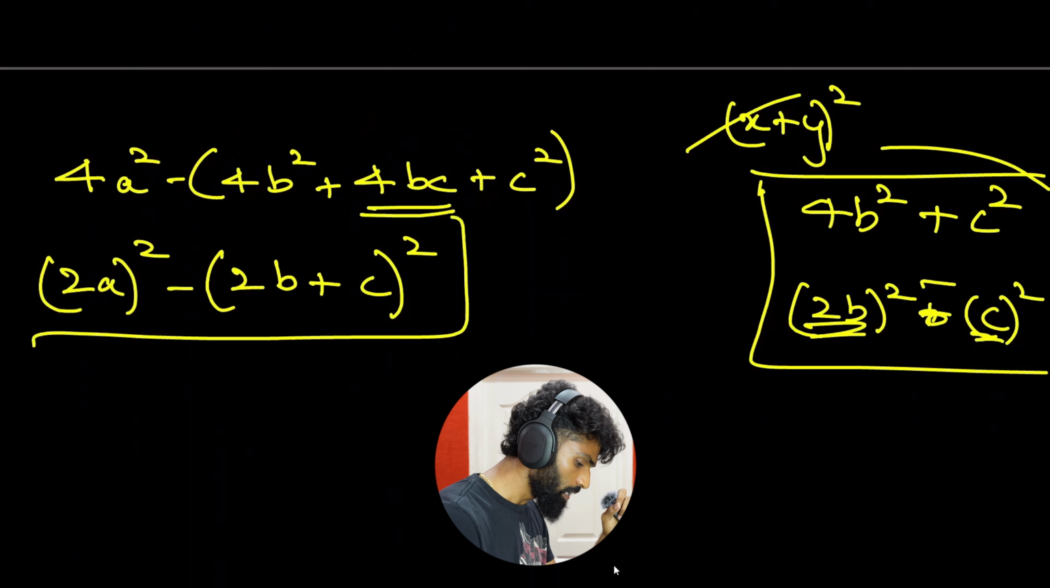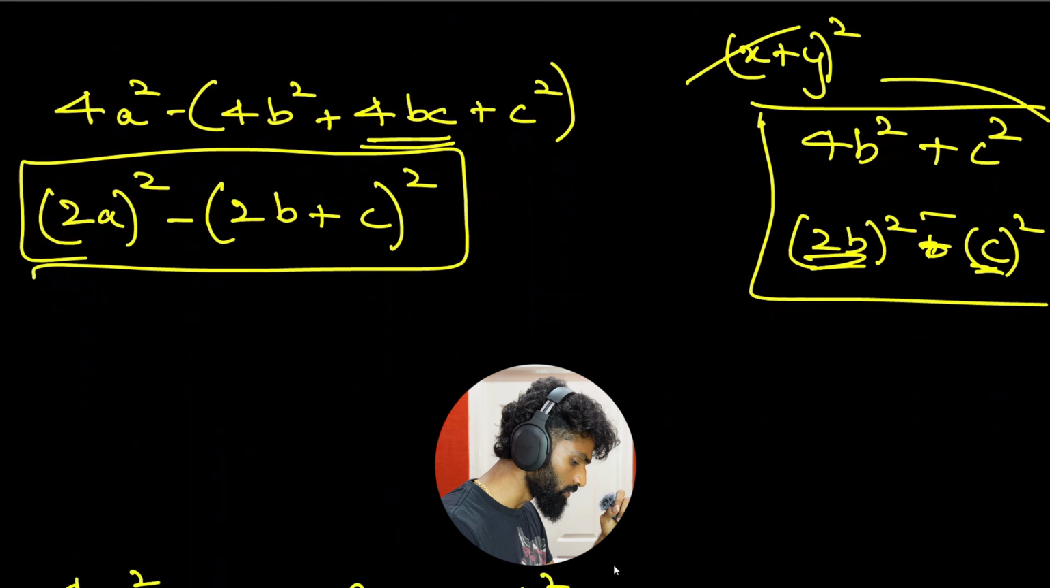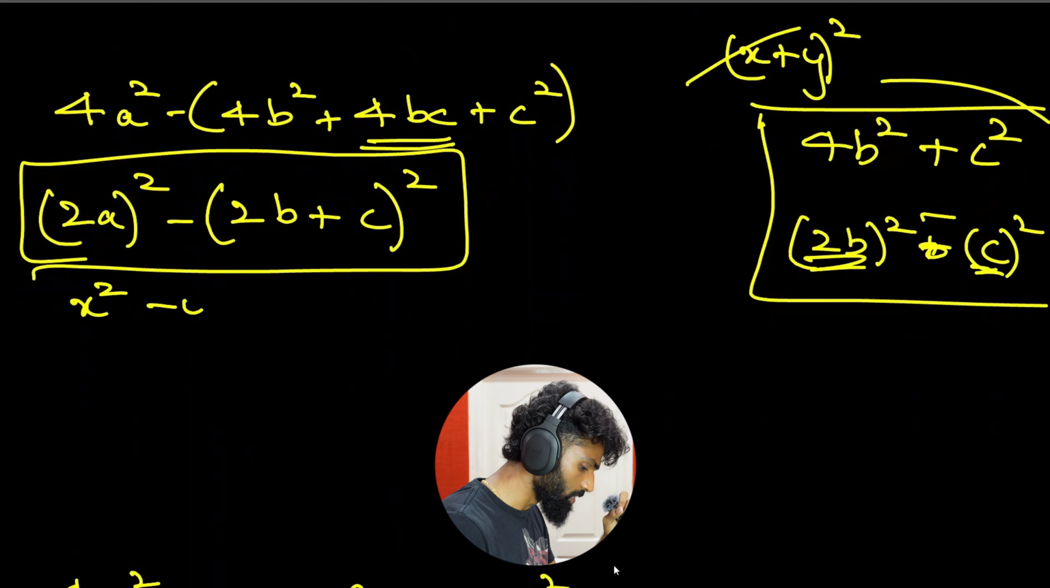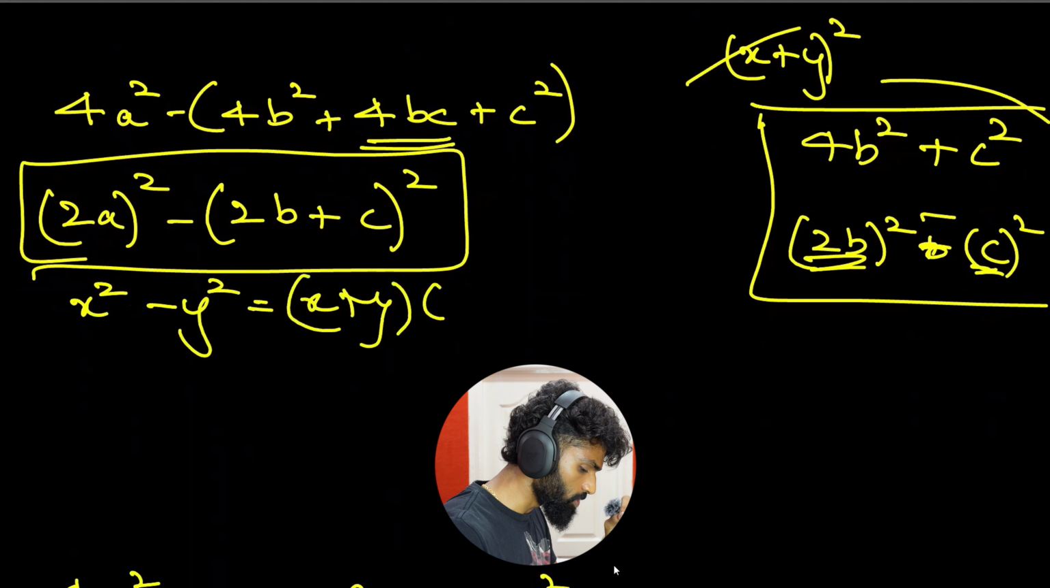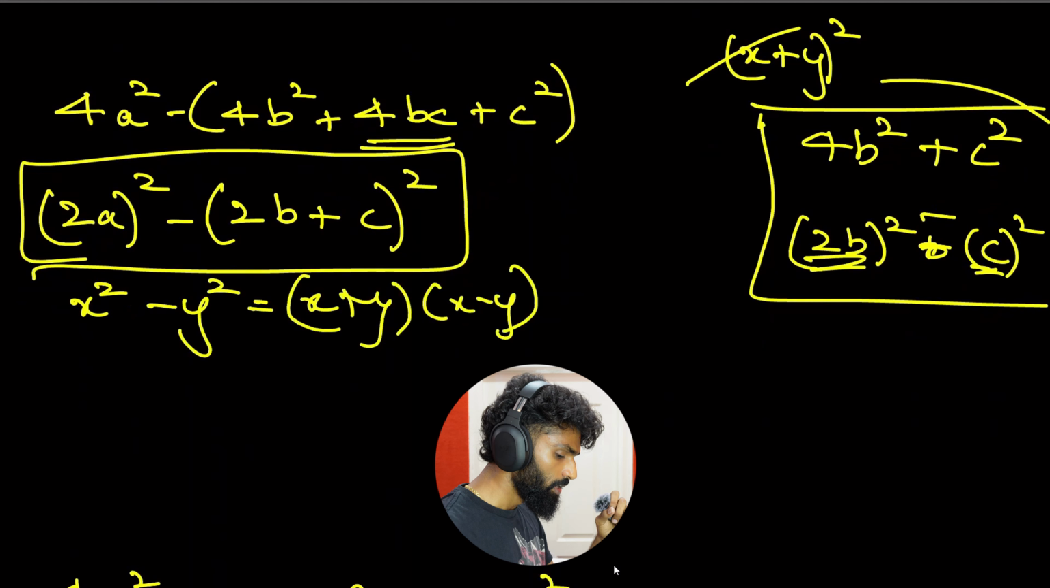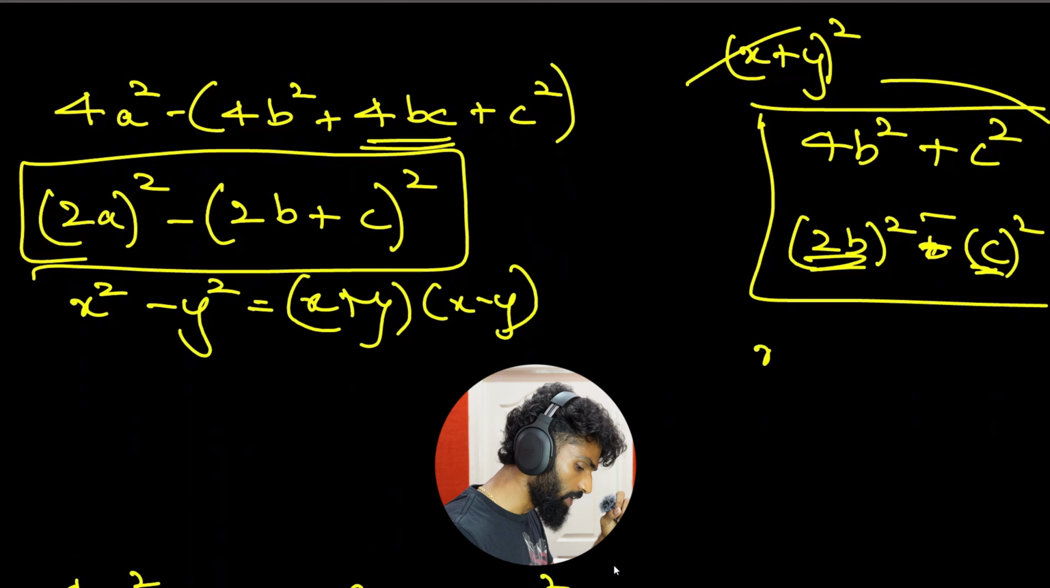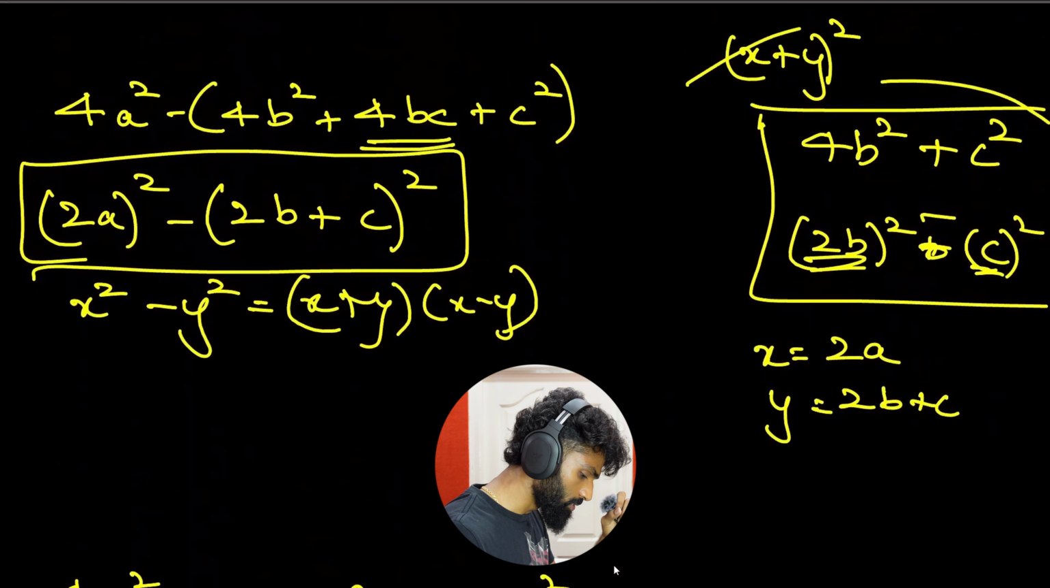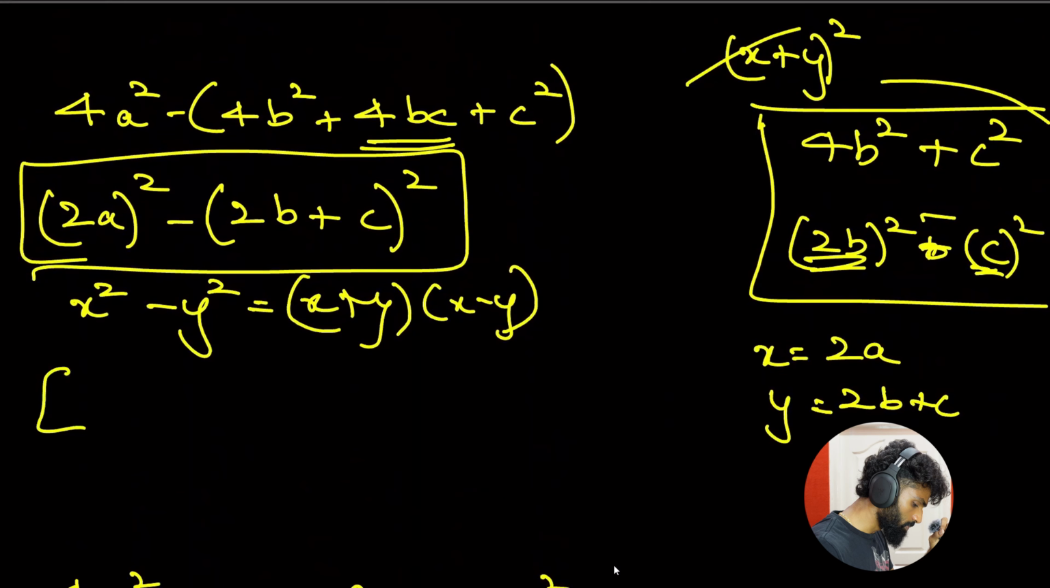Now this is there. Don't you think this can be further solved? Because this right now is in the form of x square minus y square, where the answer is x plus y into x minus y. Should we write the identity before the answer for every question? 100% yes. It's just that in this case, the value of x, what is there inside the first bracket, is 2a. The value of y is 2b plus c. Now arrange them in order. You'll be able to get the answer, use brackets please.